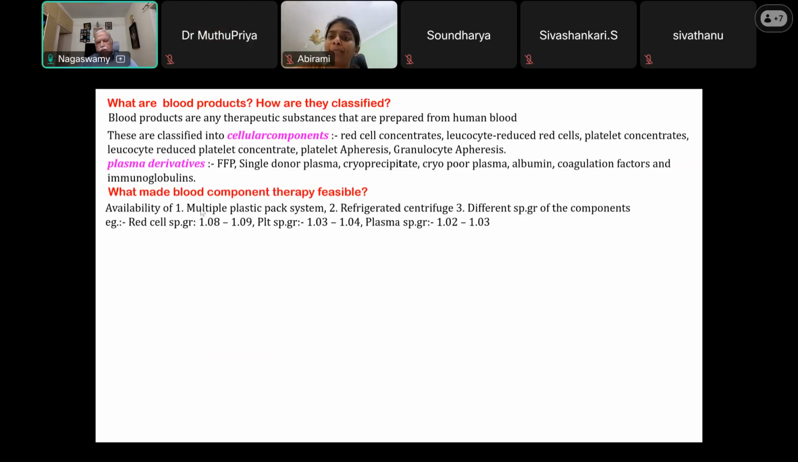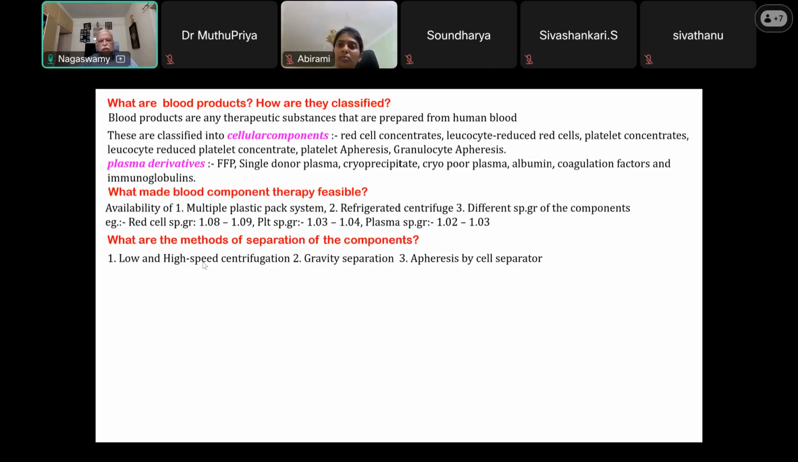This is one of the major advancements in the collection of blood and separating it as soon as it is collected. So the multiple pack plastic pack system, refrigerated centrifuge, different specific gravity of the contents, which allowed them to get separated. And what are the methods of separation of the components? Low and high speed centrifugation, gravity separation, apheresis by cell separation.